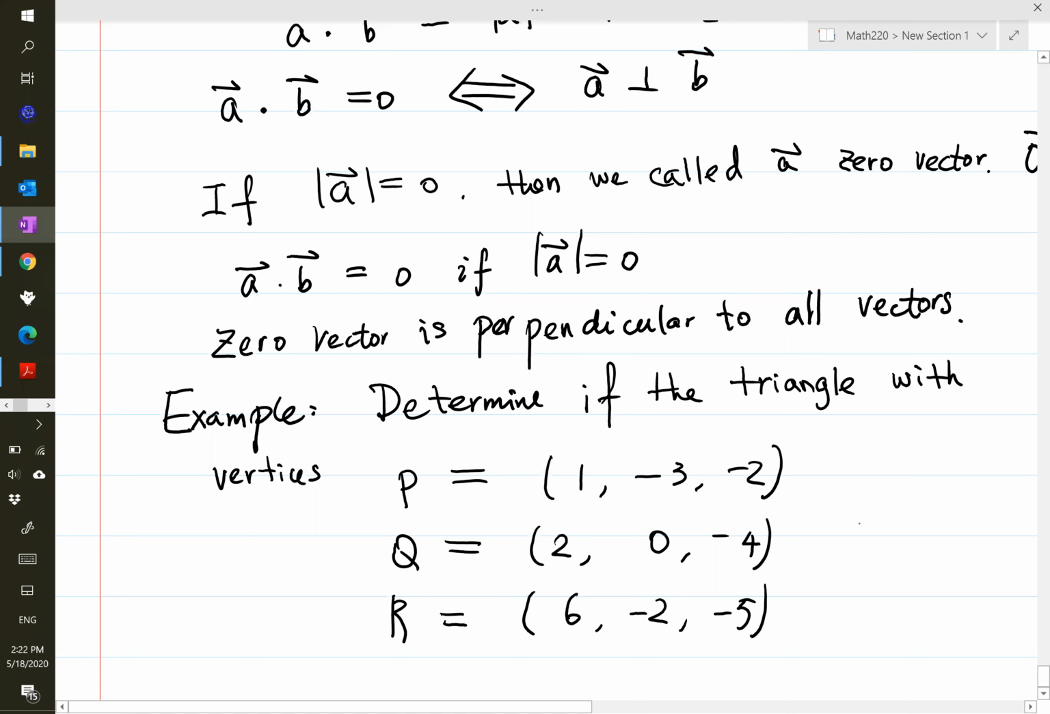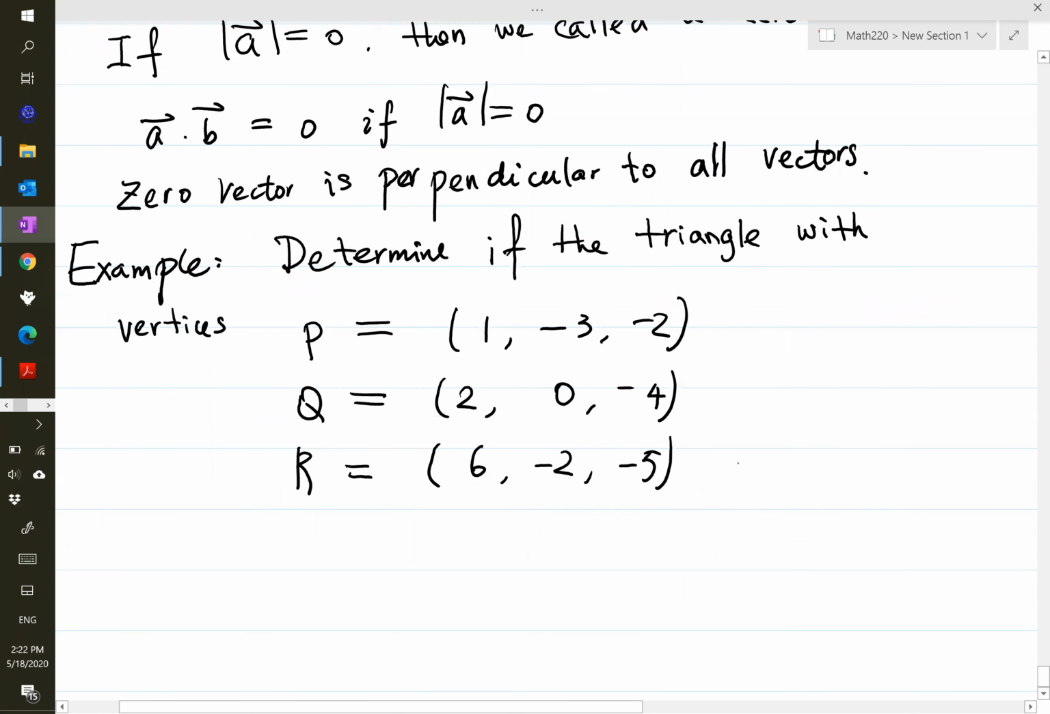Now the question is, is this a right triangle? To determine a right triangle, we can use the Pythagorean theorem: a squared plus b squared equals c squared, and this is equivalent to the right triangle.